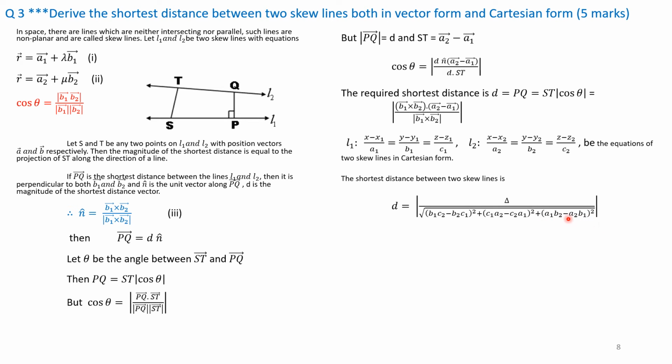This we can also show in matrix form, where delta equals the numerator of the previous equation: x2 minus x1, y2 minus y1 and z2 minus z1, and in the second row a1, b1, c1, the denominators of L1, and a2, b2, c2 are the coefficients of L2.